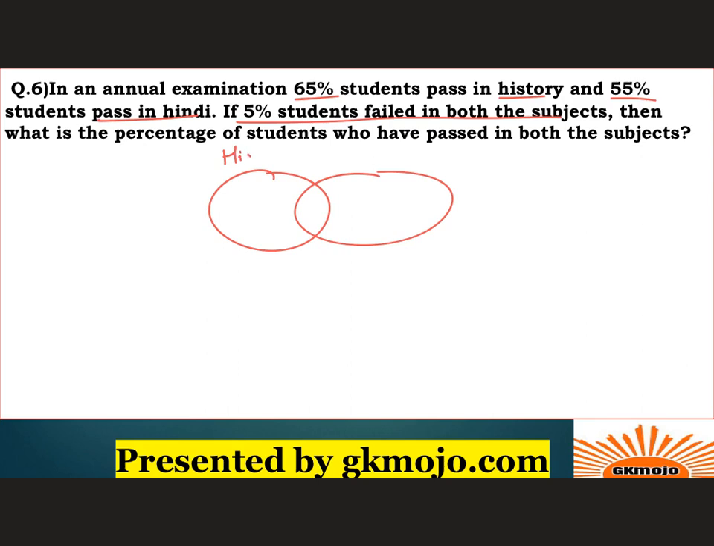let this be history, this be Hindi. Alright, so what they are saying is 65% students pass from here, 55% students pass from here. Now 5% students have failed. So out of 100, if 5% students have failed, so total passed candidates will be 95%.